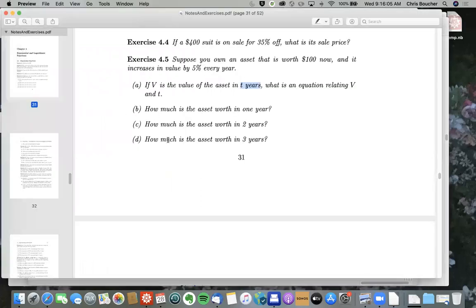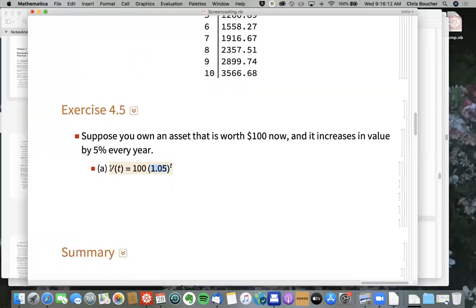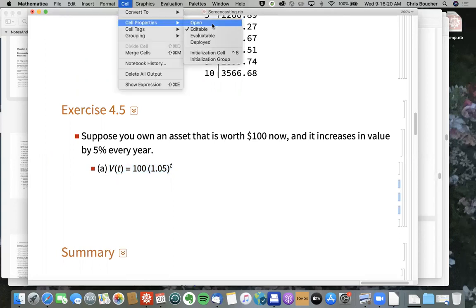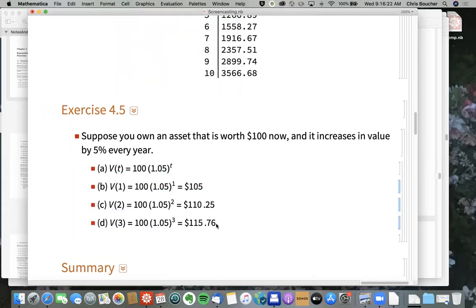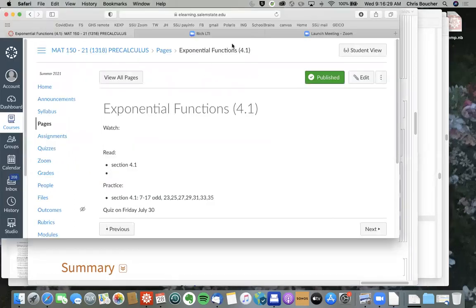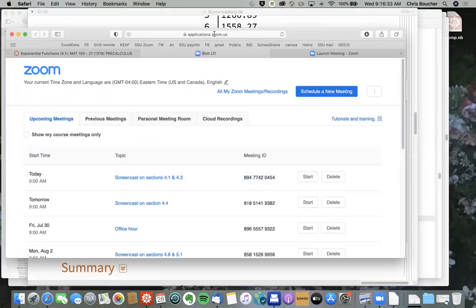Okay, how much is it worth in 1 year, 2 years, 3 years? Well, these questions now are all pretty straightforward. I have a formula for what it's worth in T years. So to get the amount in 1, 2, or 3 years, I just plug in T equals 1, T equals 2, T equals 3. And here are the results, right? Again, I expect you all have a calculator.